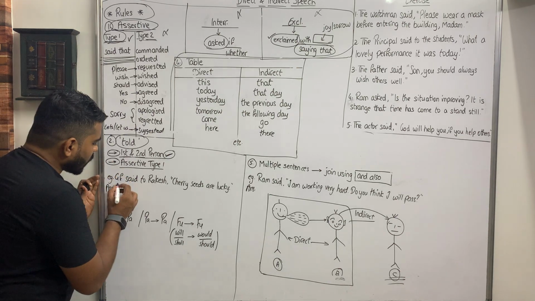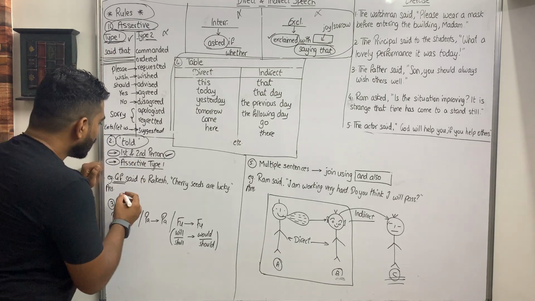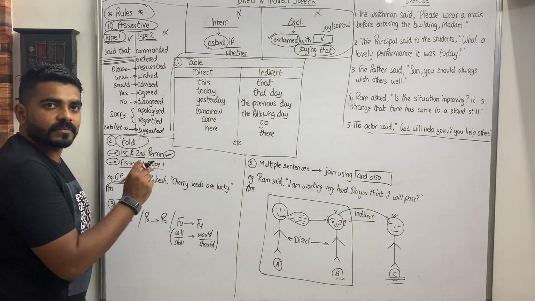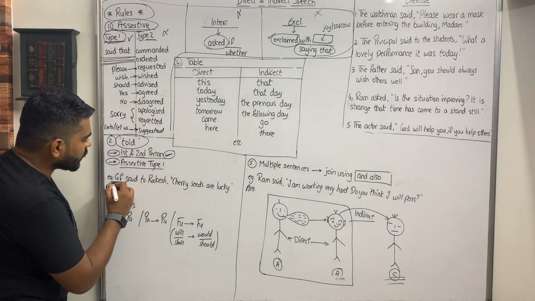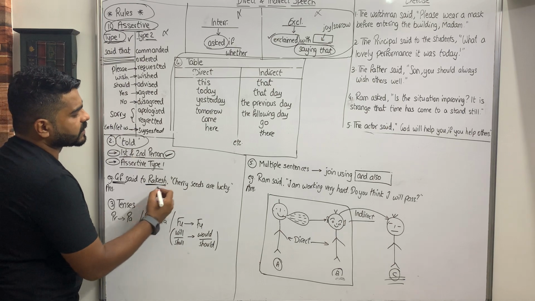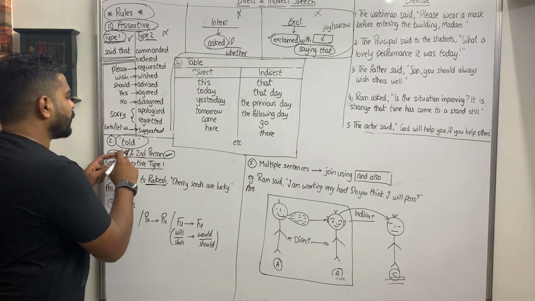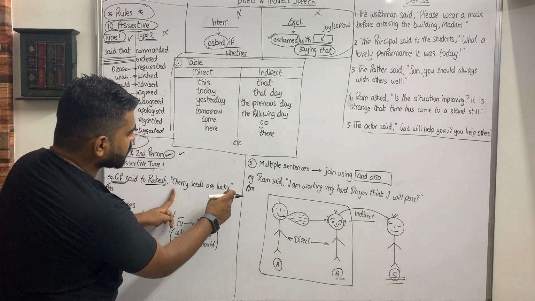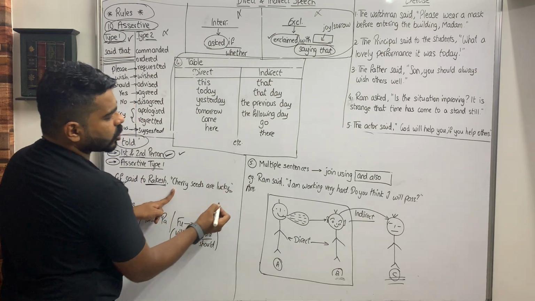By the way, GF means grandfather, nothing else. Grandfather said to Rakesh, cherry seeds are lucky. Okay? Grandfather is given, first person, yes. Rakesh is given, second person, yes. So first and second person both are given. Is it assertive type 1 kind of a sentence? Look, first of all it is assertive. It has a full stop.